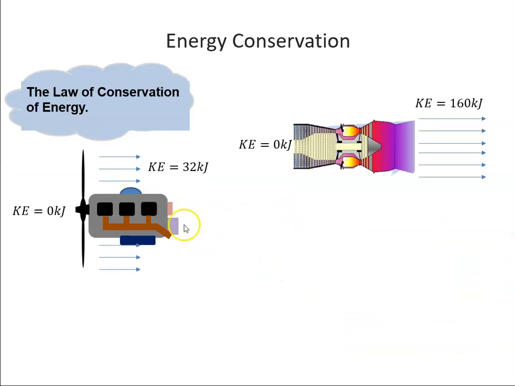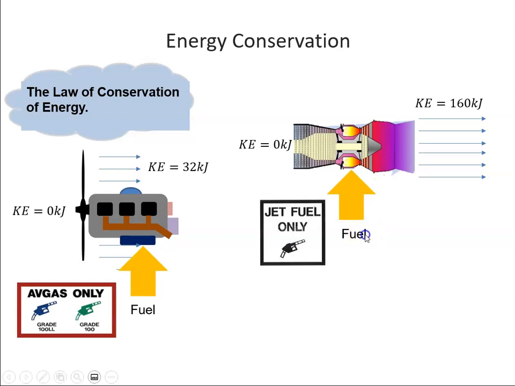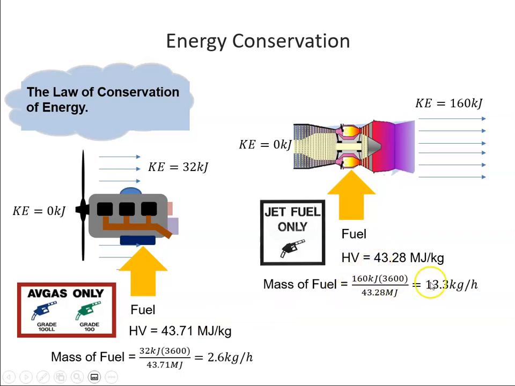And just to highlight that again, so here's the engine. So it's 32 kilojoules of energy here in the wake, 160 kilojoules of energy here. It can only get it from the fuel. If we consider that the heating value of fuel is roughly the same, that means we would have had to burn 13.3 kilograms of fuel an hour for this amount of energy, where the mass here is 2.6 kilograms of fuel per hour. So this is obviously more advantageous, and this would cost us more money.